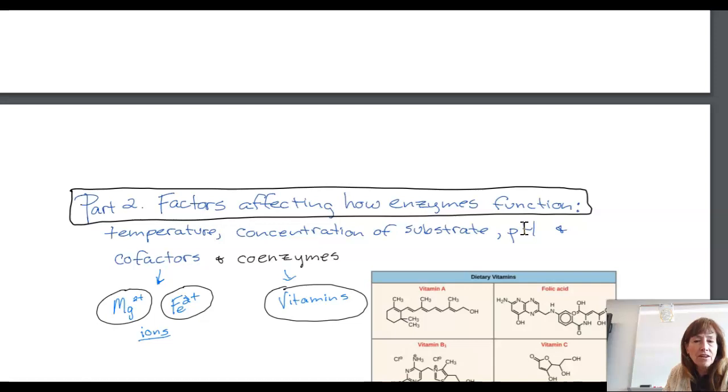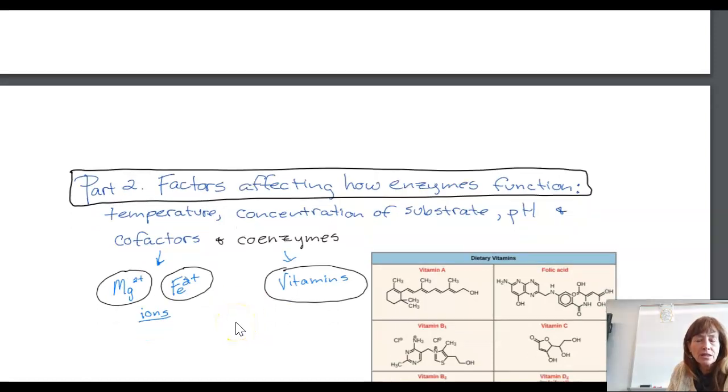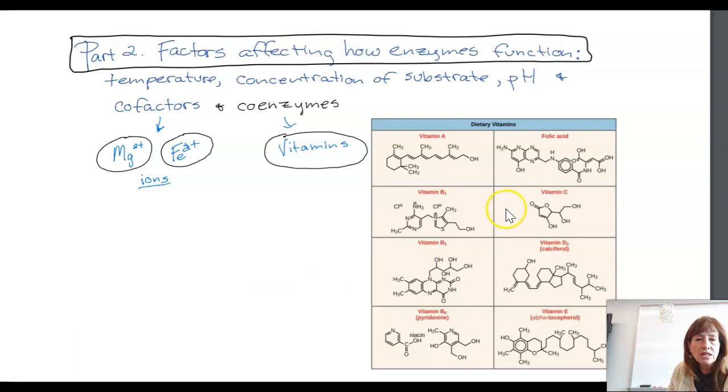But there are other things that can affect how enzymes function. One has to do with the availability of a substrate. The other would be things we call cofactors and coenzymes. These are things such as the one you see here, from your OpenStax reading. Vitamins like vitamin A or vitamin B, some of these are necessary for enzymes to function. They support the enzyme, enter the structure and stabilize it. They do all sorts of things. Those would be your vitamins.